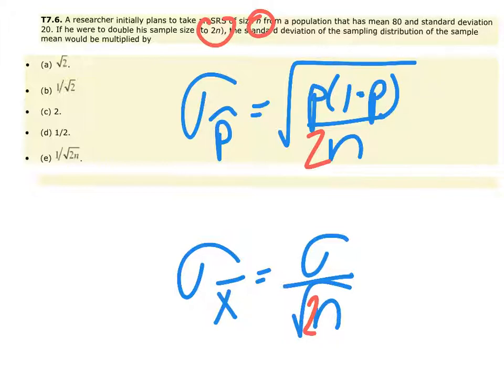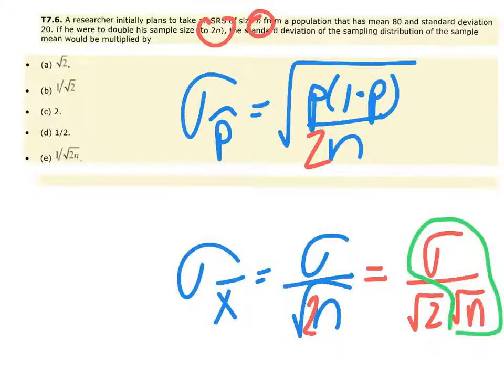I'm going to actually go to the means one because it's easier to look at. What I could do to look at it more visually is break this up, bring out the square root of 2, and keep this as a square root of n. When I do that, what I notice is that here is the initial standard deviation formula. When you multiplied the sample by 2, we're going to see the standard deviation is now multiplied by 1 over the square root of 2. Therefore, letter B is going to be the correct answer.